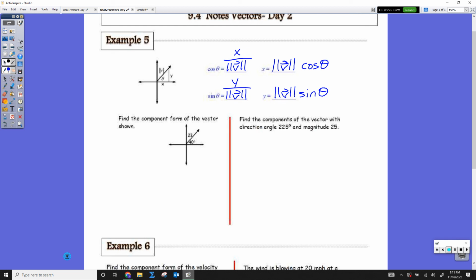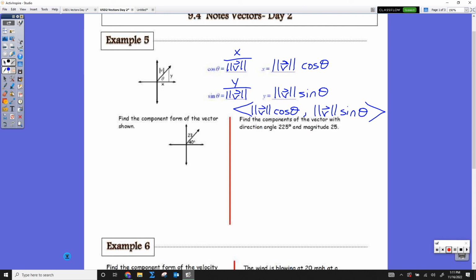So if we were going to write this as our component form, which remember means left and right movement for the x component, the first component, and vertical movement for the second component, it would look like this: magnitude times cosine of theta, comma, magnitude times sine of theta. And you're going to use that over and over and over again. That's the component form for the problems we're going to be working with.